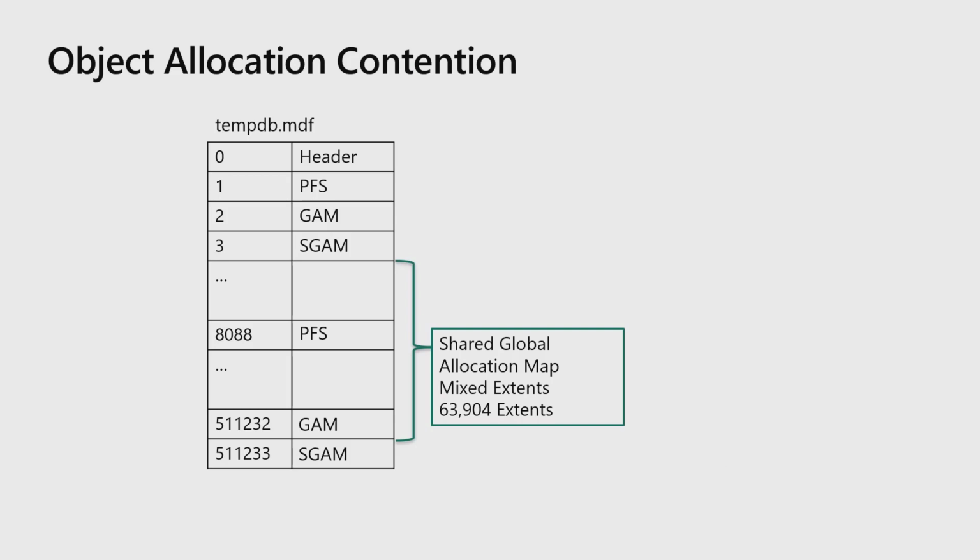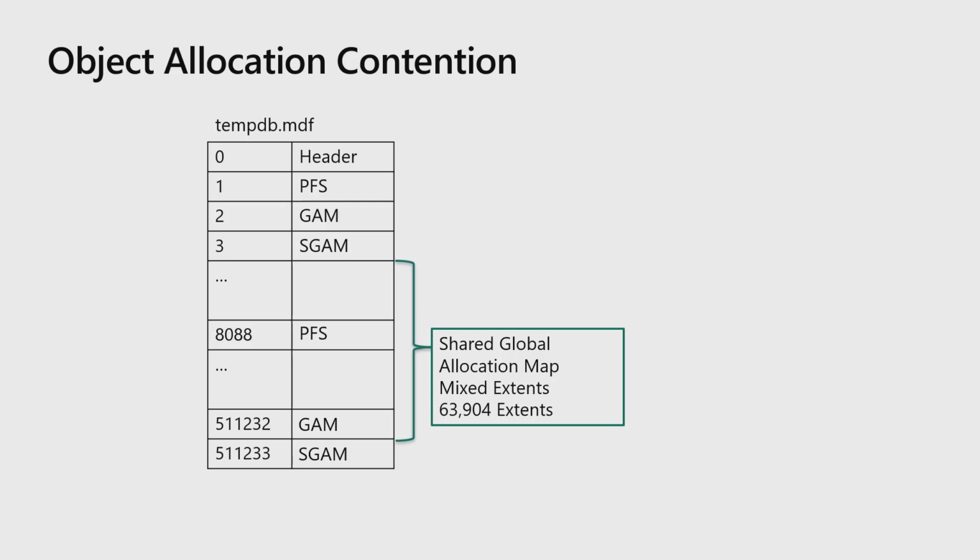Page 3 is for the Shared Global Allocation Map, the SGAM. And this page is used if SQL needs to allocate space on a mixed extent. This SGAM page tracks mixed extent usage for when an extent is being used by more than one object. So if I have an object that is less than 8 pages and I don't want to allocate a full extent, we will use a mixed extent.